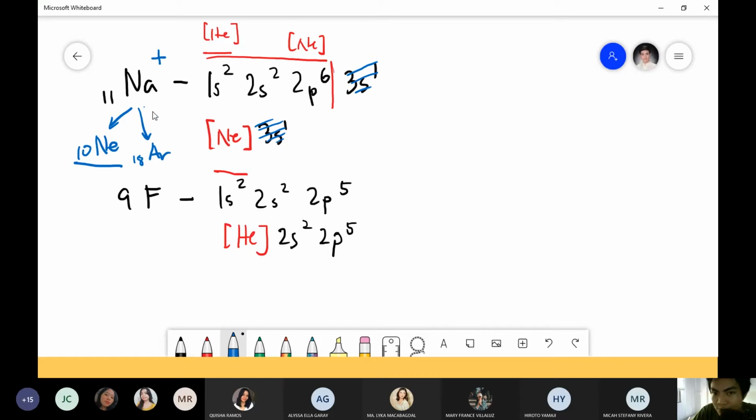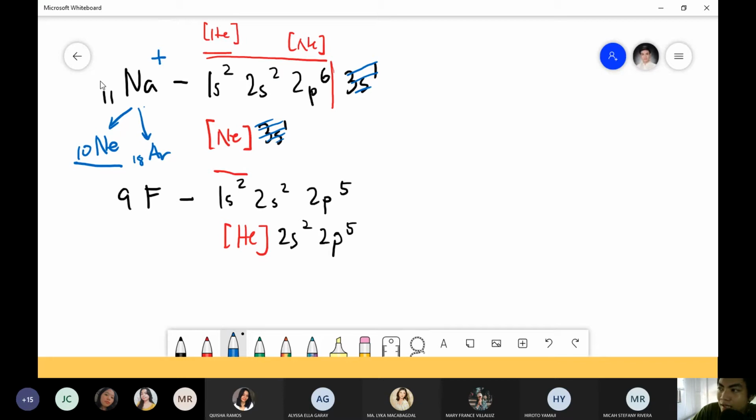Okay? So suppose sodium released 1 electron. So that means it will become positive 1 in charge. If it releases 2 electrons, it will become positive 2 in charge. If it releases 3 electrons, positive 3. Okay? So something like that. Okay, so that's the idea. Sodium will release the 3s1 electron because it's easier for it to be stable if it loses 1 electron than gaining 7. Okay, so yun yung idea. And since it lost 1 electron, its charge will be positive 1.